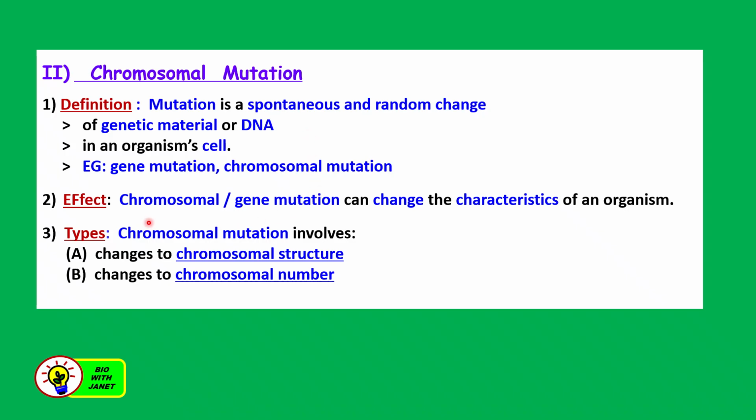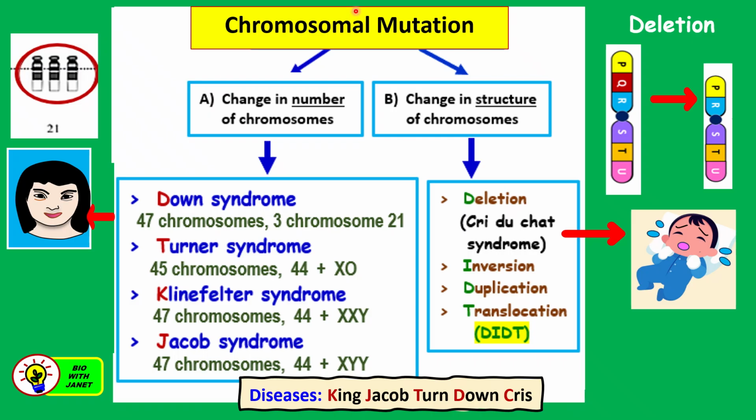Okay, so effect. Chromosomal or gene mutation can change the characteristics of an organism. All right, you can be asked what is the effect? The effect of this chromosomal or gene mutation that we have discussed in the previous video can change the characteristics or the phenotype of an organism and lead to variation. Okay, so types of chromosomal mutation. A, changes to the chromosomal structure and B, changes to chromosomal number. So I've enlarged the diagram for the concept map for chromosomal mutation. This is a very good diagram, all right, not in the textbook. So you can take note of this and memorize the chart here, right?